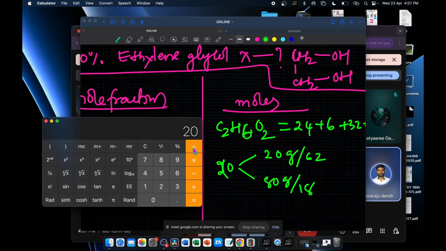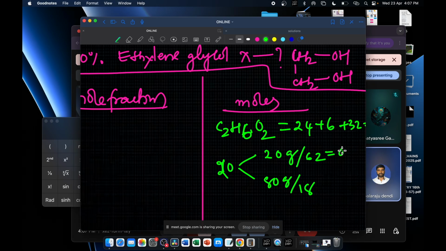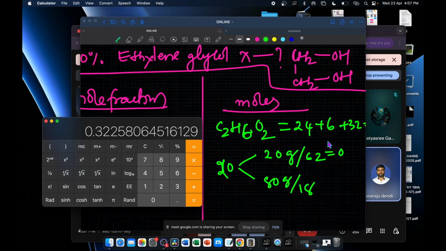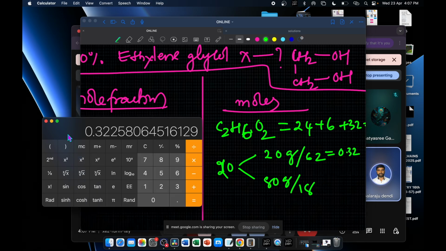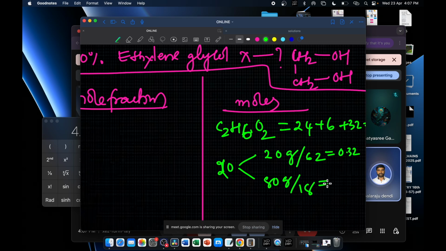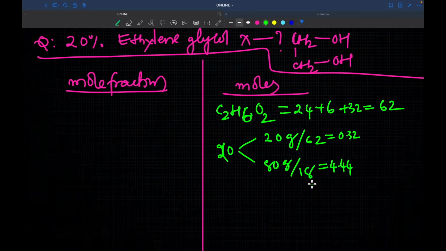Correct? 20 divided by 62. So this is how much? 0.0... how much is it? 32. Is that right? I took 32. Another one is 80 by 18. So 80 by 18. Why am I taking 18? So which is equal to how much? 4.444. Do you understand the logic?